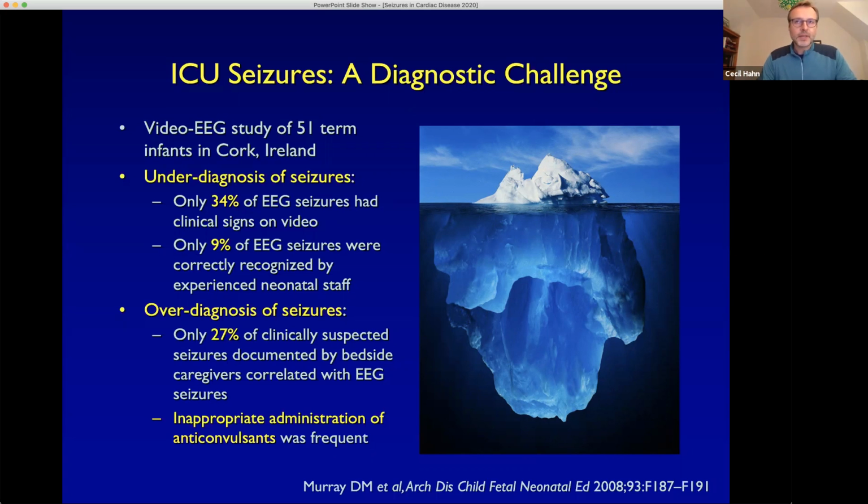It turns out there was a big problem of under and overdiagnosis of seizures. So only a third of the EEG seizures actually had signs on the video that you could see. And only 9% of the seizures that were confirmed on EEG were actually recognized at the time by bedside staff. So 1 in 10 of the EEG confirmed seizures. So pretty dismal. The flip side was that overdiagnosis of seizures was common. So only 27% of clinically suspected seizures actually turned out to be EEG confirmed. And lots of anti-epileptic meds were being given to treat things that turned out not to be seizures at all. So we have this big problem with underdiagnosis and overdiagnosis of seizures based solely on the clinical assessment.